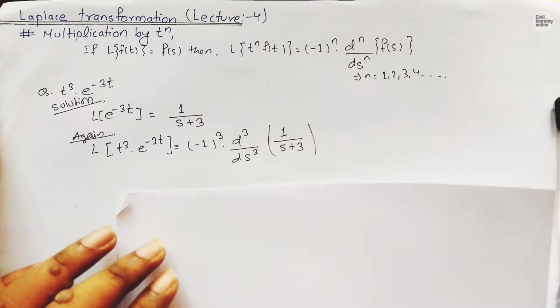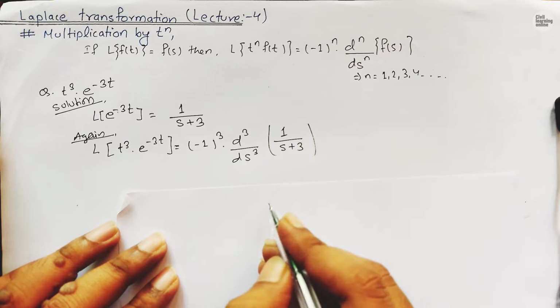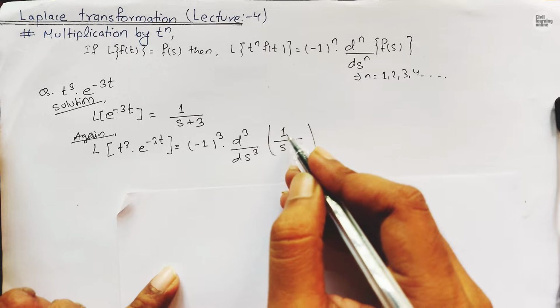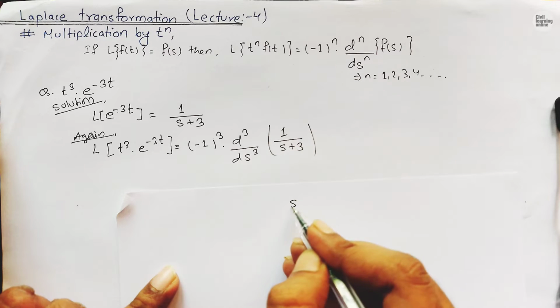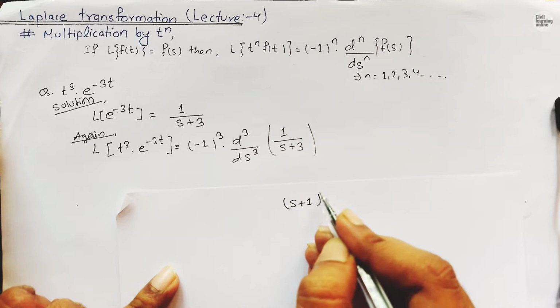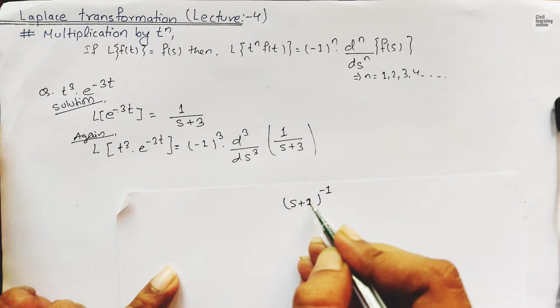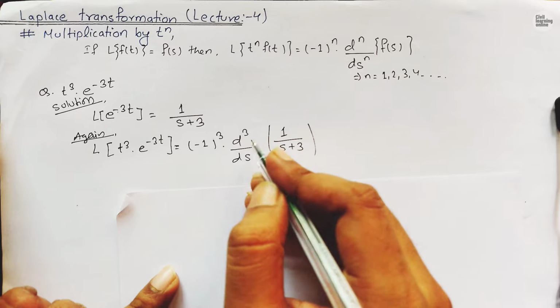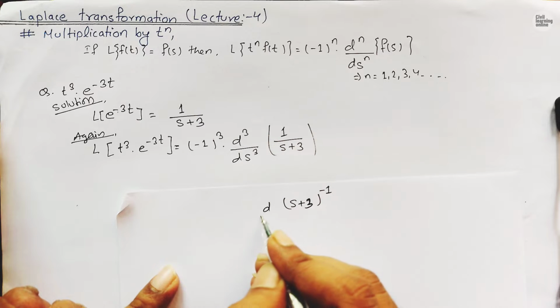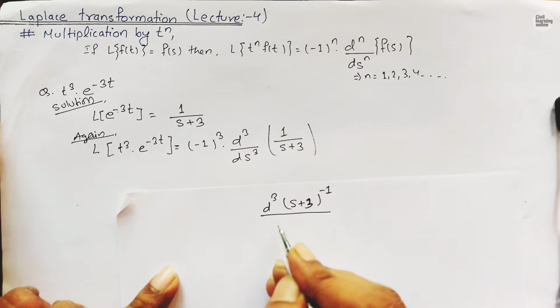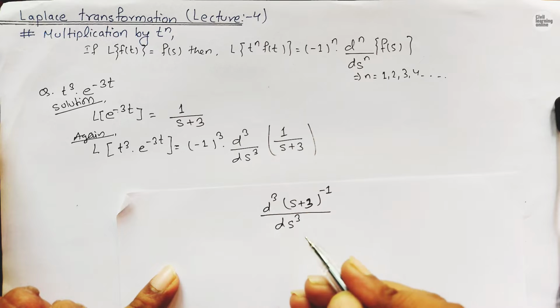Now you need to learn how to do the derivative 3 times. Here, we can rewrite 1 upon s plus 3 as (s plus 3) to the power minus 1, and we have to do the derivative 3 times. So we have this equation in the form of d cubed by ds cubed.